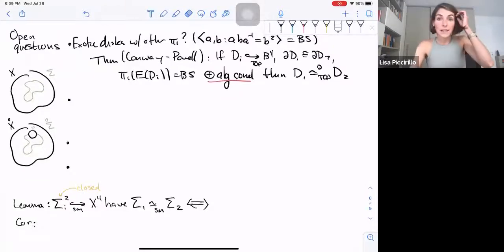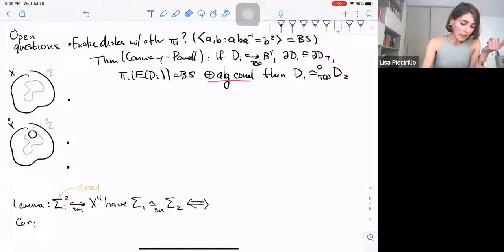So this is a good candidate group for other exotic disks. And it's not very hard. You could do it as an exercise to use Kyle's construction to build yourself a pair of disks in the four ball that have this group. The trouble is that when I've done that in practice, I don't hit the algebraic condition.